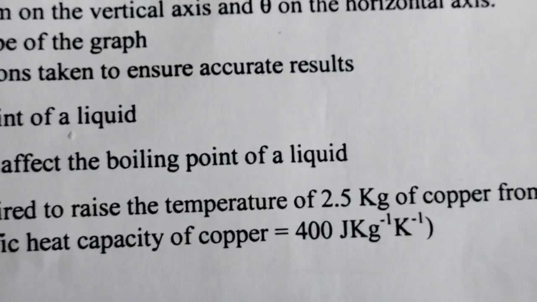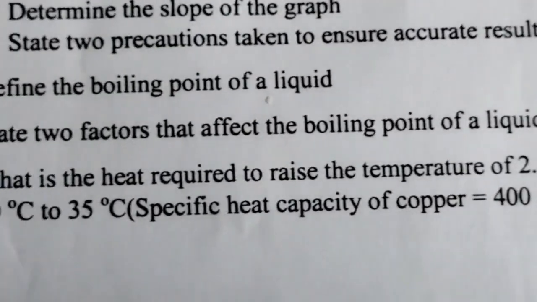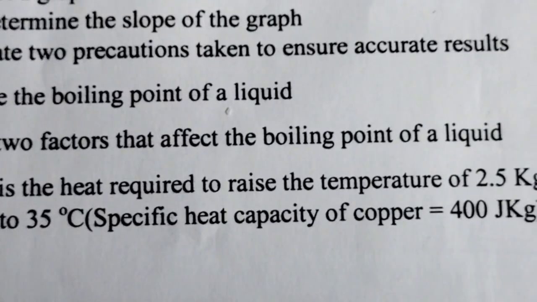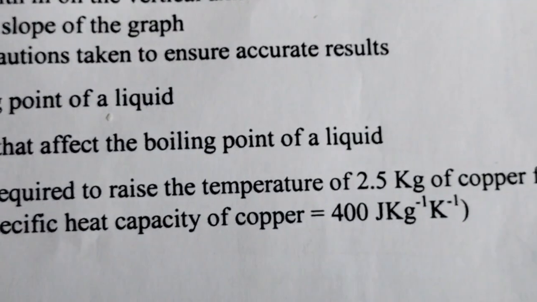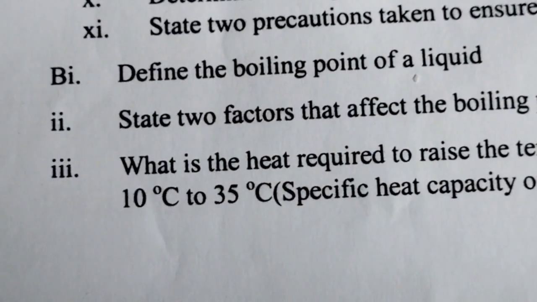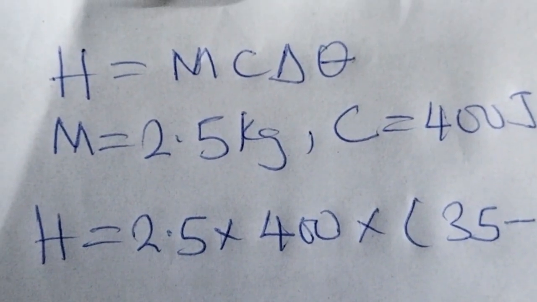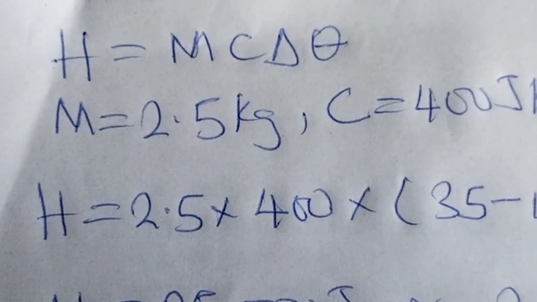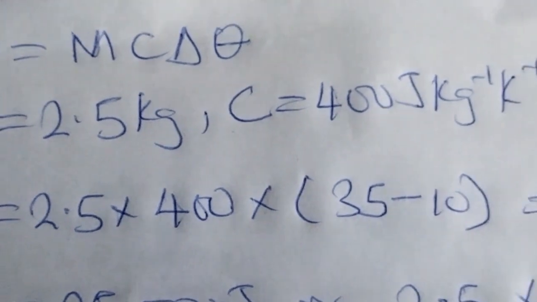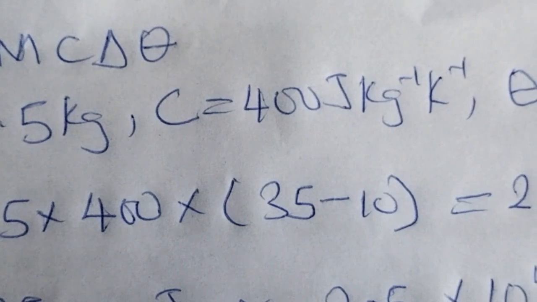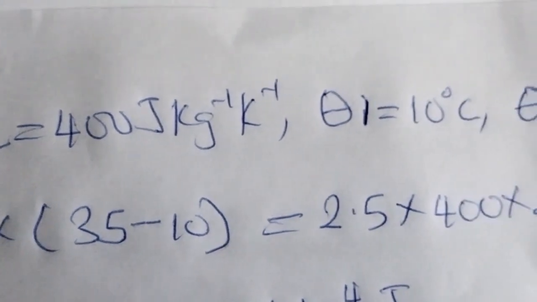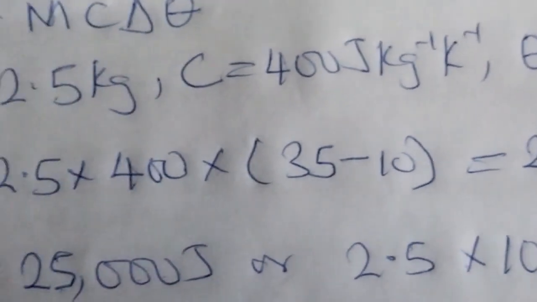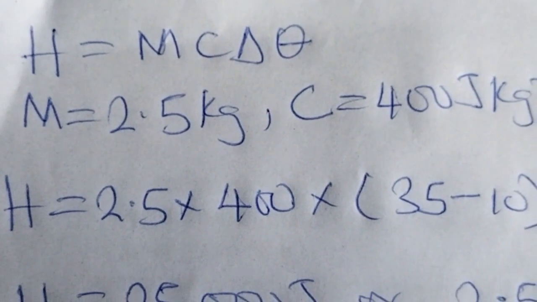Question 5biii says, what is the heat required to raise the temperature of 2.5 kilogram of copper from 10 degrees Celsius to 35 degrees Celsius? Take the specific heat capacity of copper as 400 joule per kilogram per Kelvin. So let's solve this out. We have heat, or amount of heat required, given as mc delta theta, where m is the mass, which is 2.5 kg of copper; c, the specific heat capacity of copper, which is 400 joule per kilogram per Kelvin; the initial temperature theta 1 is 10 degrees Celsius; and the final temperature theta 2 is 35 degrees Celsius.